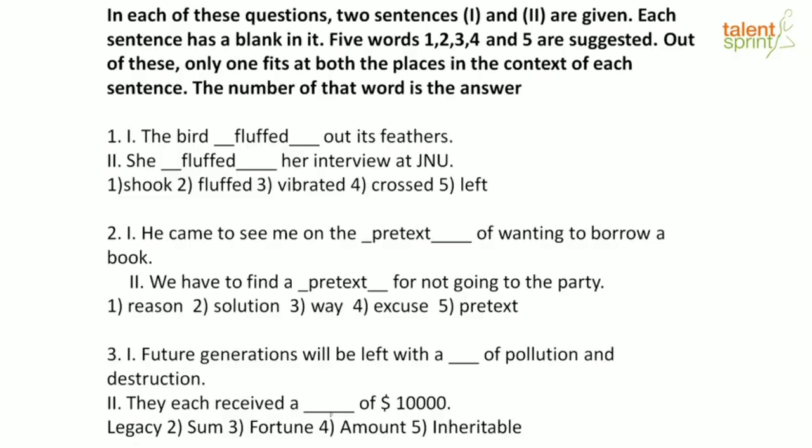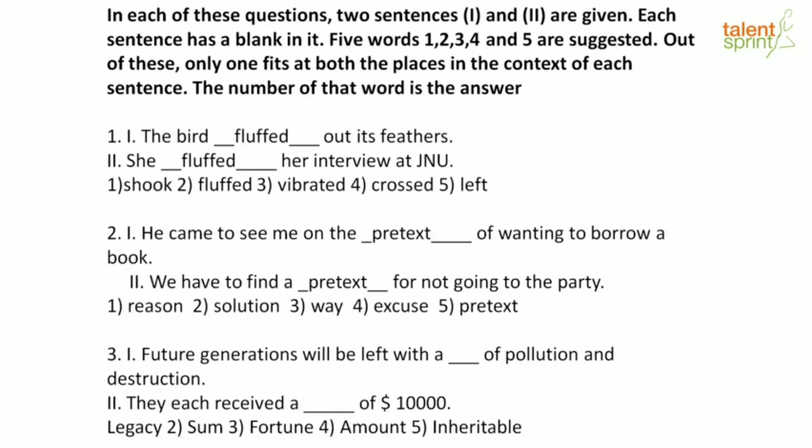Sentence 3. Future generations will be left with a dash of pollution and destruction. Let's look at our second scenario. They each received a dash of $10,000. Now let's look at our options. Option 1, legacy. Option 2, sum. Option 3, fortune. Option 4, amount. Option 5, inheritable. Okay, so from these given options, we need to choose one word that fits both the scenarios.